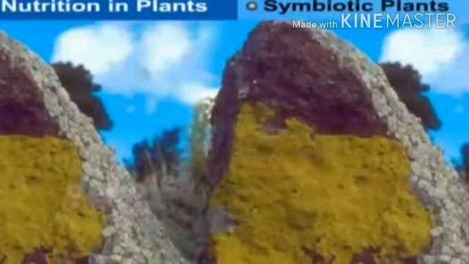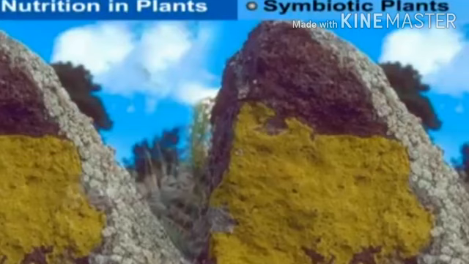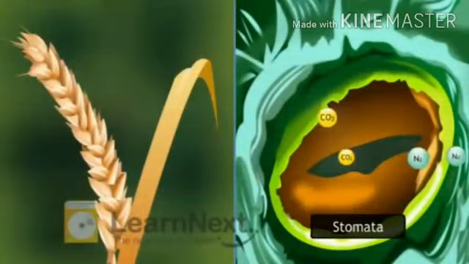So this is the lichen, and it is also capable of growing on the rocks. So this is another example of symbiotic nutrition. Sorry, symbiotic nutrition. So symbiotic nutrition is also present in plants.